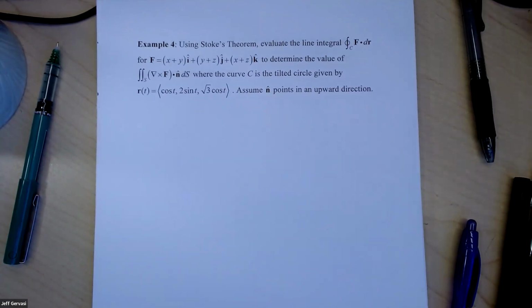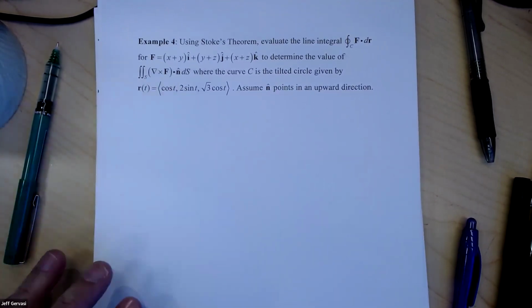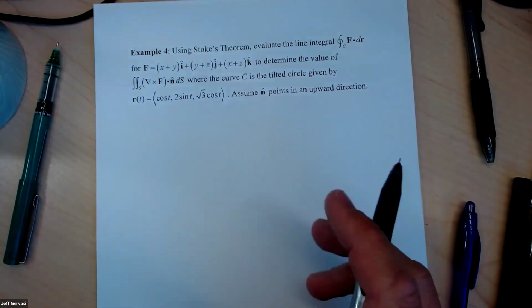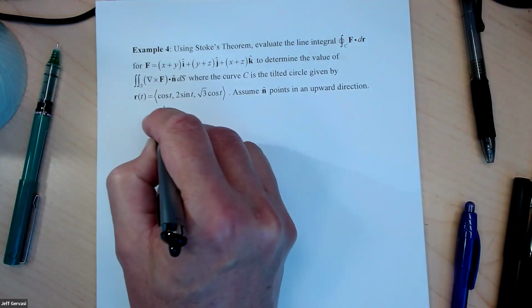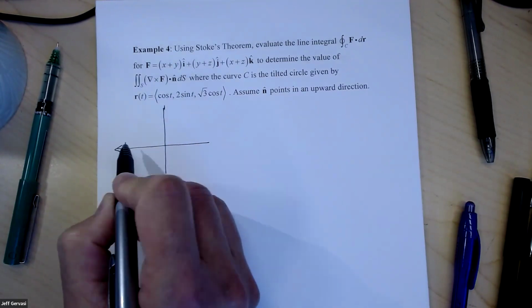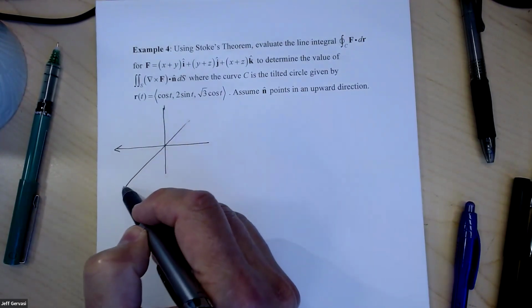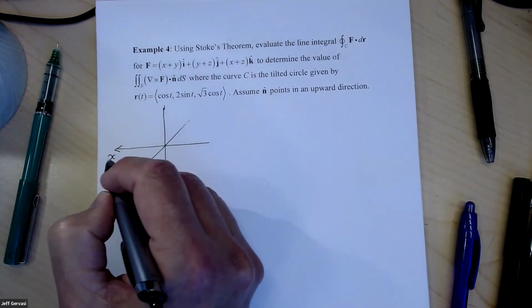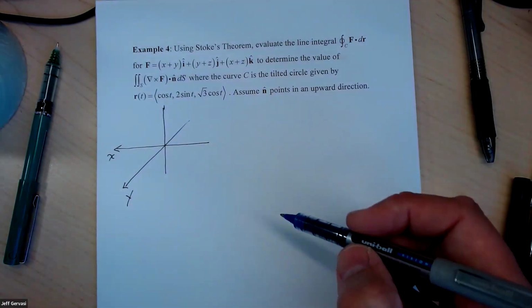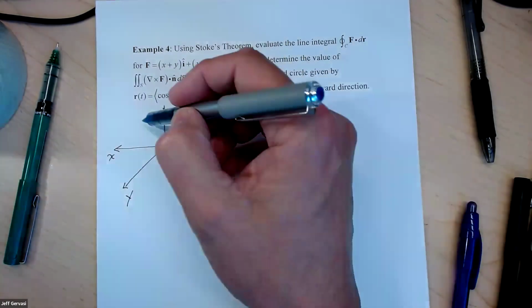Use Stokes' theorem to evaluate the line integral for the given vector field to determine the value of the surface integral, okay, where the curve C is a tilted circle given by the following vector valued function. Okay, assume n points in an upward direction. I actually graphed this one earlier. Here's what that tilted circle, everybody, is going to look like. It's going to be centered at the origin. It's going to look something like this.